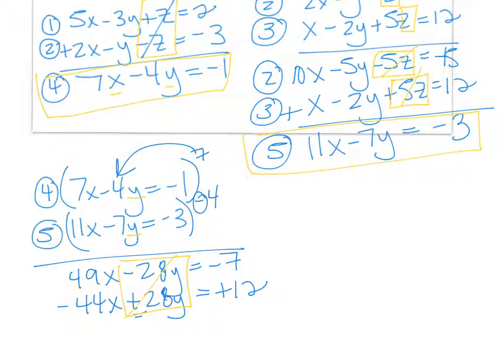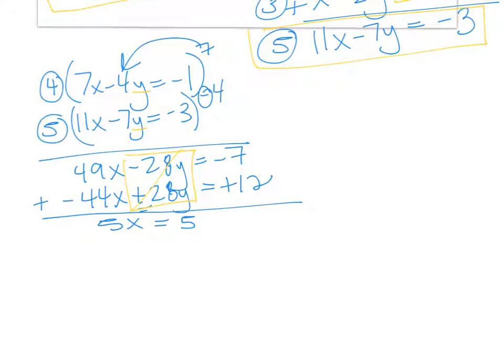Where students go wrong is that they will mess up on the signs and they won't get the right equation when they go to add them together. So now I'm going to add them together. I get 49 subtract 44 is going to give me positive 5x. My y's cancel out. The negative 28 plus 28 gives me 0. And negative 7 plus 12 gives me positive 5. Then to solve for x, I'm going to divide both sides by 5, and x is equal to 1. So I've just solved for my first variable.